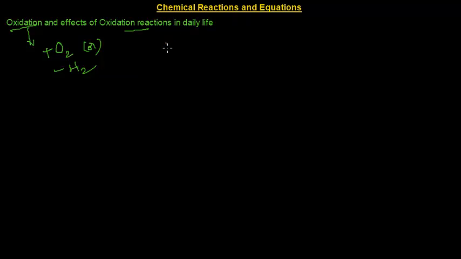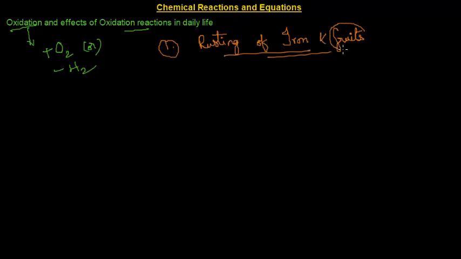The first one is rusting. All of us have seen rusting formation on iron, right? Of iron and fruits. What is this? I have written on fruits also, you might be thinking. Now let us discuss on this. Rusting of iron means you have seen brown color scales forming on iron. So you know that it is rusting of iron.